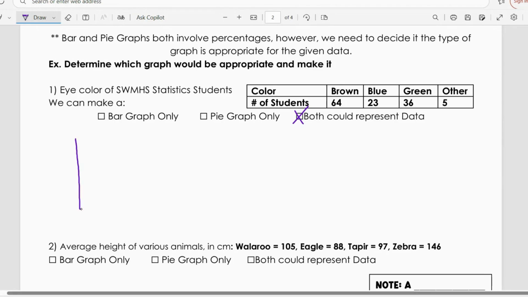So here's going to be my bar graph. Again, look at the highest number. The highest number is 64. I'm going to go in here and just count maybe by tens. So we have a few options here. We have brown.